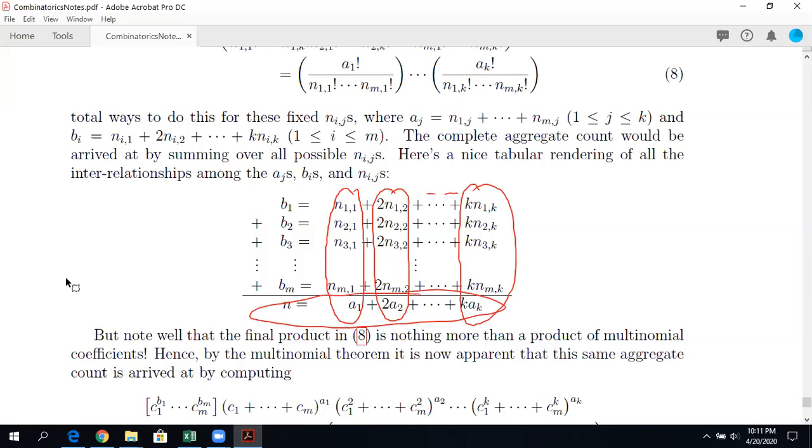The number of 1 cycles, remember A1 is the number of 1 cycles in this term of the cycle index polynomial, plus 2 times the number of 2 cycles, plus et cetera, plus K times the number of K cycles, has to be the total number of vertices. Yeah. Okay.